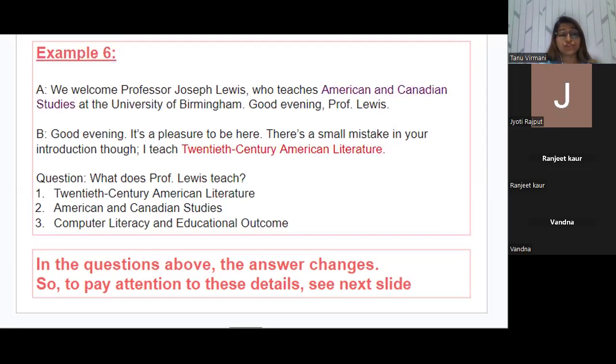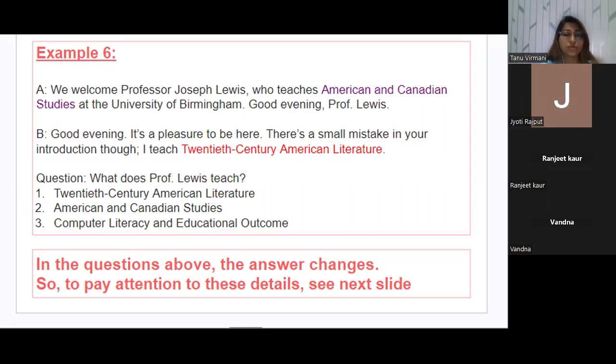So once you are reading, you're making mistakes. So in listening, how are you going to avoid making more mistakes? So please be careful of the distractor. He said there's a small mistake. That means American and Canadian studies was the distractor. The correct answer is 20th century American literature. Got it?